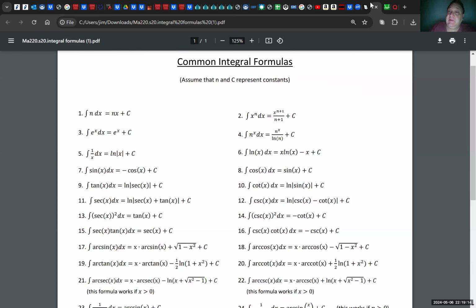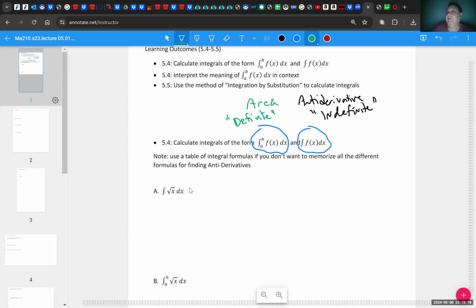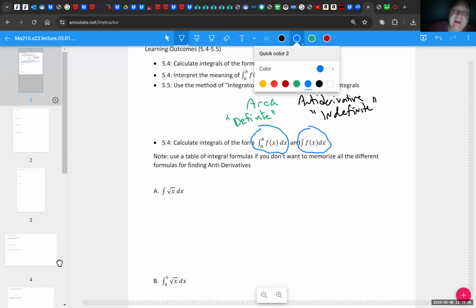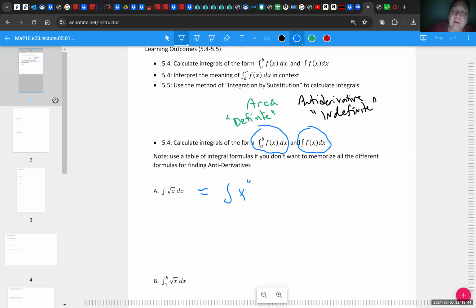So the idea would be to simplify this square root of x into something which is on the list. Now, we've talked about this before, so you may remember this. In calculus, it's very difficult to work with square roots and other kinds of radicals. And so we simplify them into fractional exponents to make them much easier to work with. So the square root is going to be written as the 1/2 exponent. And x to the 1/2 is x to a number. That is a recognizable derivative formula. Is it a recognizable antiderivative formula?